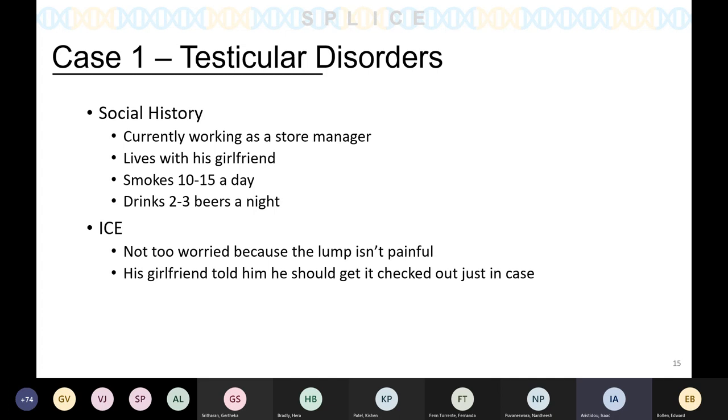In our OSCE, we had to take a history and the patient was quite concerned about cancer in that one. So these are things that you should be thinking about and understanding how to explain them. He's not too worried because the lump isn't painful, and a painless mass in a gentleman of this age could be cancer or a cyst. I've just realized I wrote that about the girlfriend.